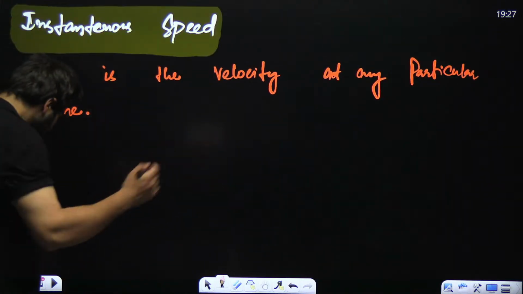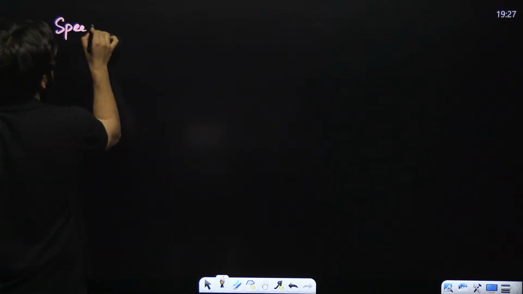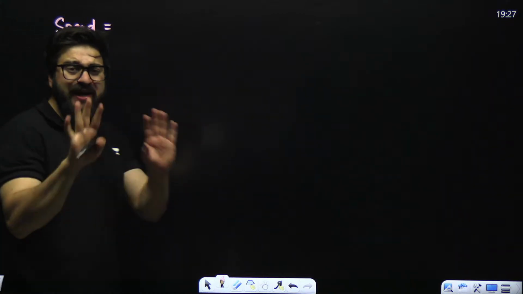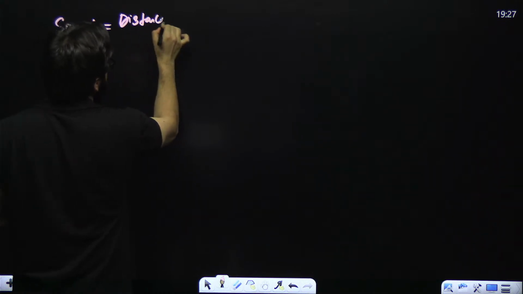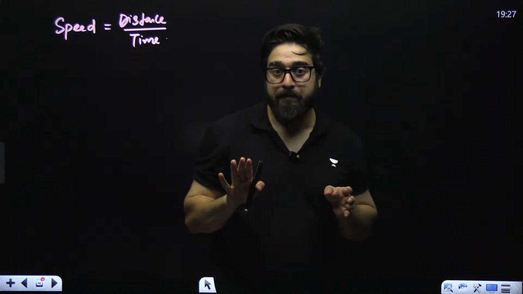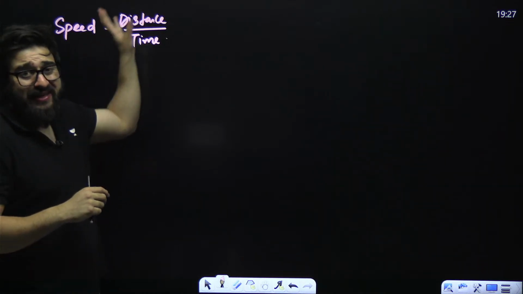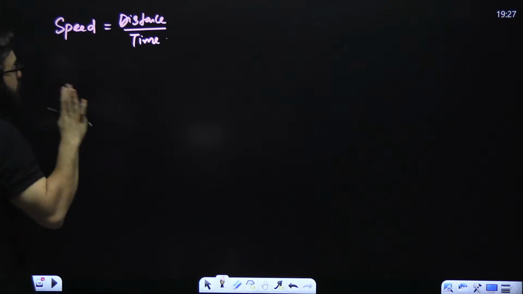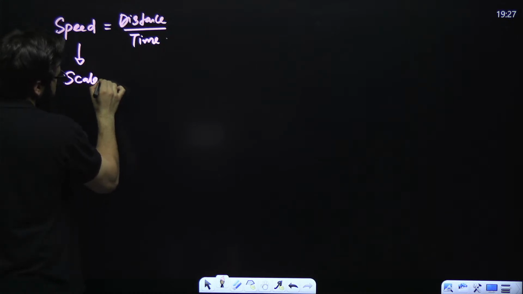Okay. So my dear friends, when it comes to speed, speed is simply how fast an object is covering the distance. So we say distance upon time. Distance upon time, this is speed. Now guys, listen to me very carefully. If this is the speed, that is distance divided by time, now my dear friends, this speed is a scalar quantity.